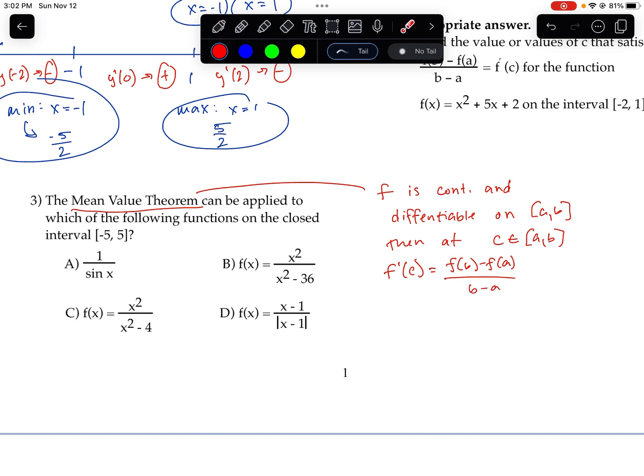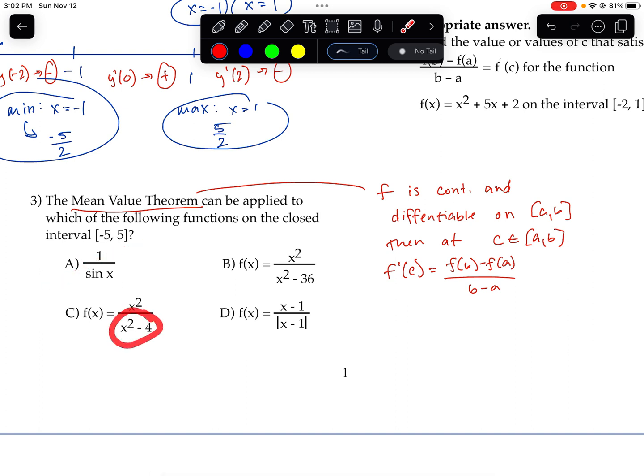So, considering that it has to be continuous and differentiable, if we take a look at these right here, take a look at a. A is not continuous at 0 because when sine is equal to 0, this will be undefined. And 0 is within the interval from -5 to 5, so it can't be a.